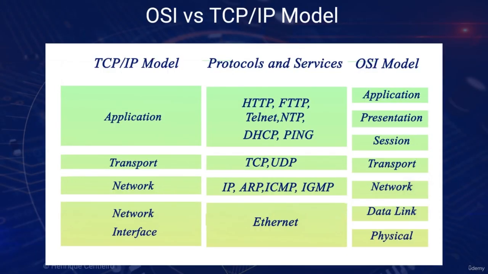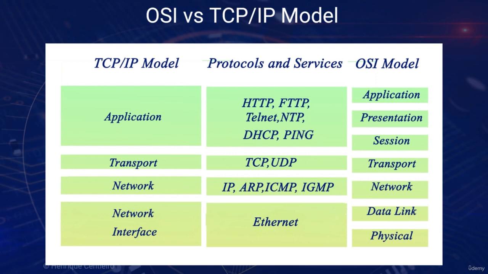Okay, so in this table here, you can see a comparison between the TCP/IP and the OSI models. You have the TCP/IP on the left and the OSI model on the right, and in the middle you have the protocols and services that use these different layers. You can see here that, for example, the application layer of the TCP/IP model is the same as the application plus presentation and session layers of the OSI model. And in this application layer, we have HTTP and HTTPS, FTP, Telnet, NTP, DHCP, and ping, and also SSH, which is not here, but SSH is also part of this.